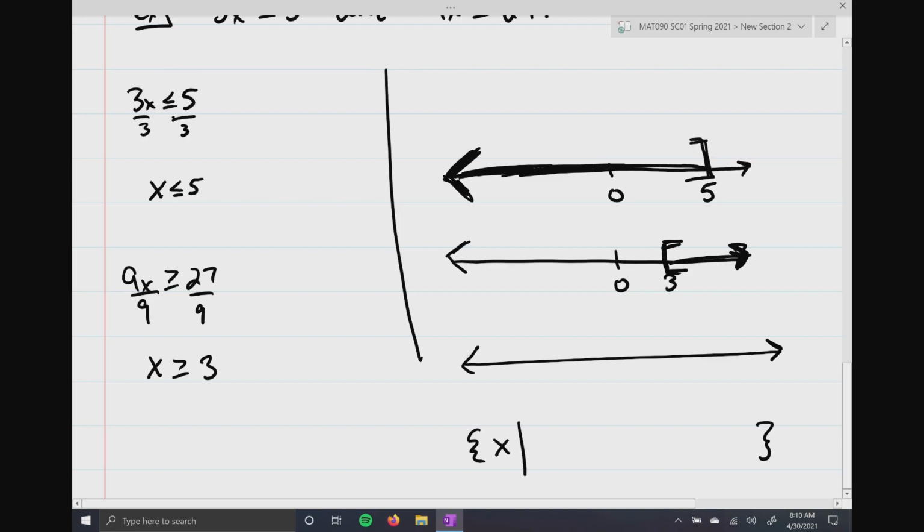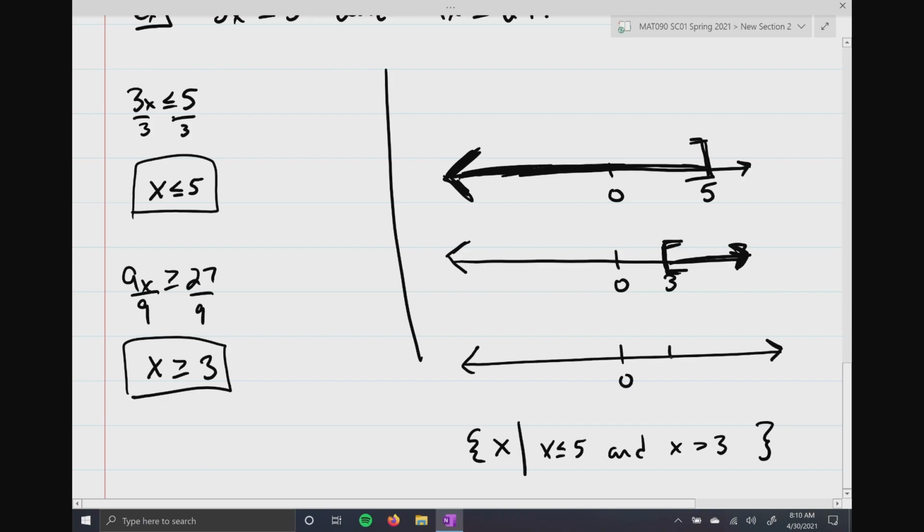So I hope you remember doing this. This is called set builder notation. And what you write on the right-hand side are going to be the two conditions. x must be less than or equal to 5, and x must be greater than or equal to 3. So x is less than or equal to 5, and x is greater than or equal to 3.